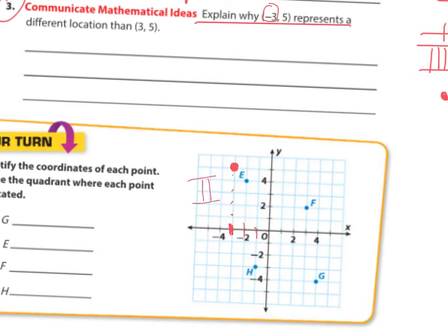This is quadrant 2. This is 1. This one is 3. This one's 4. Okay, now let's look at 3, 5. 1, 2, 3, and then up 5. 1, 2, 3, 4, 5, and it is here. Okay, so why are they different?